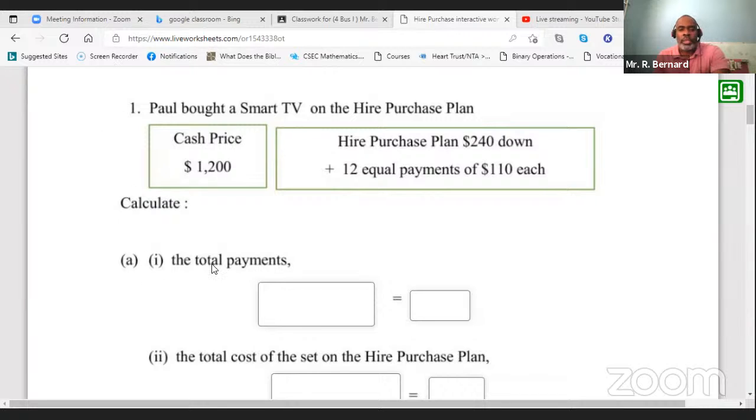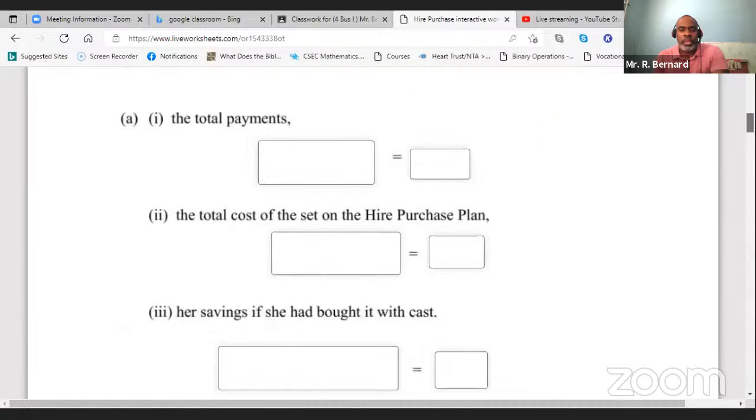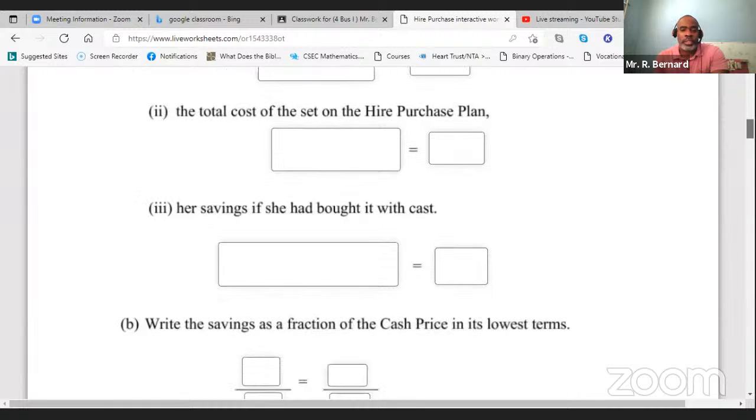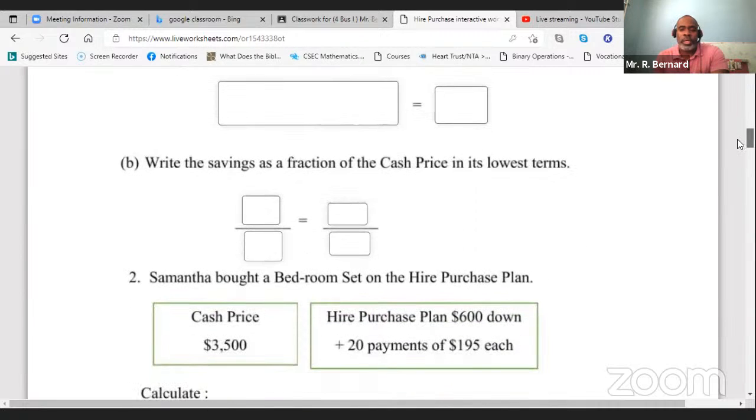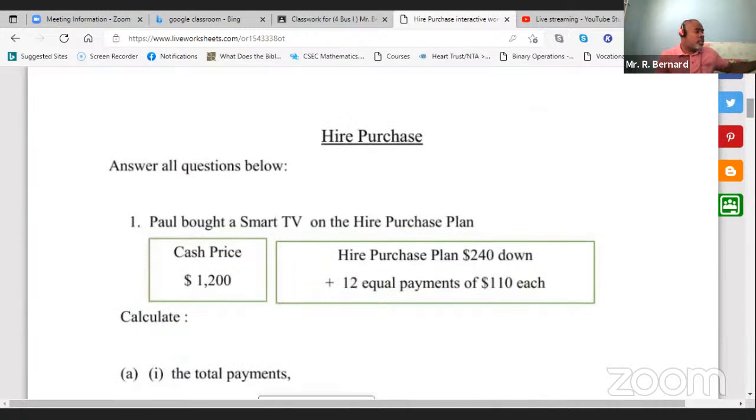Sorry about that. Okay, now the question here asks to calculate the total payments, the total cost of the set on the hire purchase plan, and part three, the savings if she had bought it with cash, and write the savings as a fraction of the cost price in the lowest terms. Now, this particular question, students, has been set up like how a CXC exam question would be set up. So this is a good worksheet just to start off on. So let's participate.